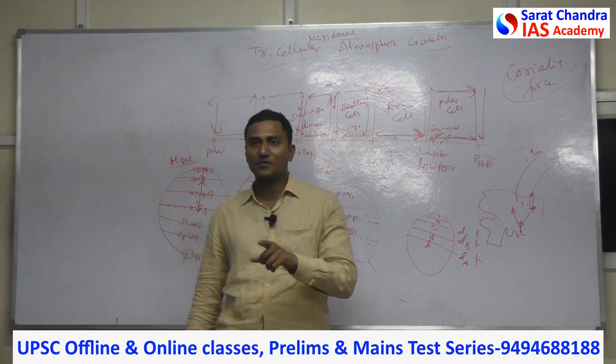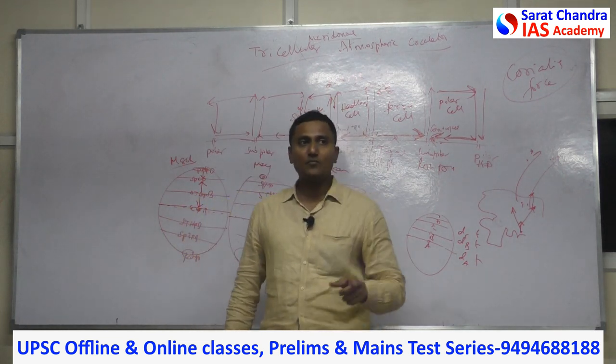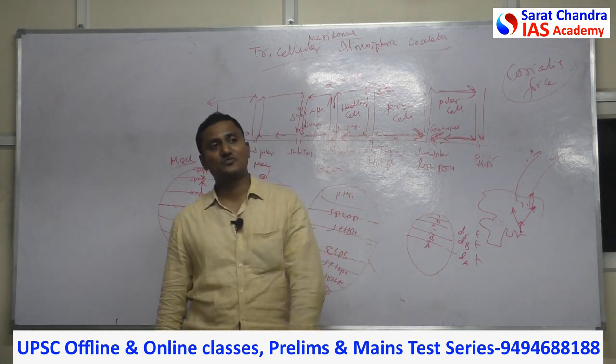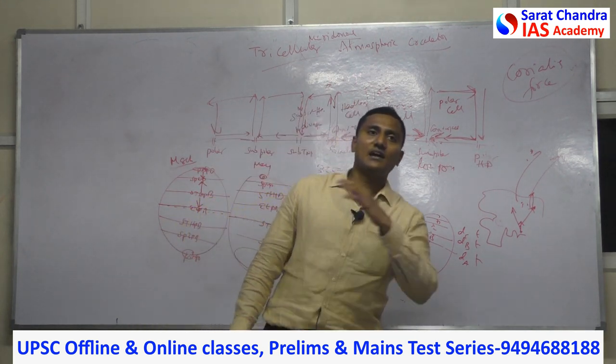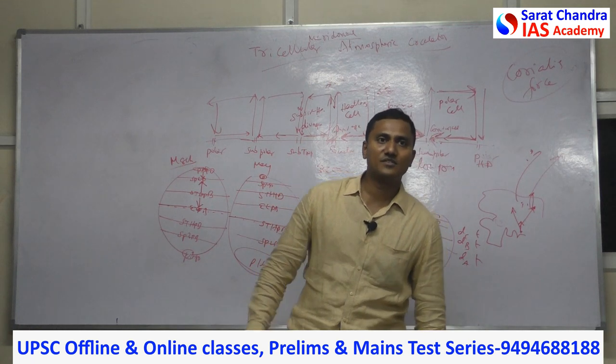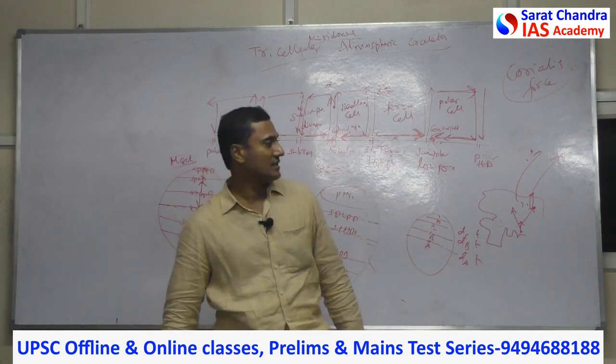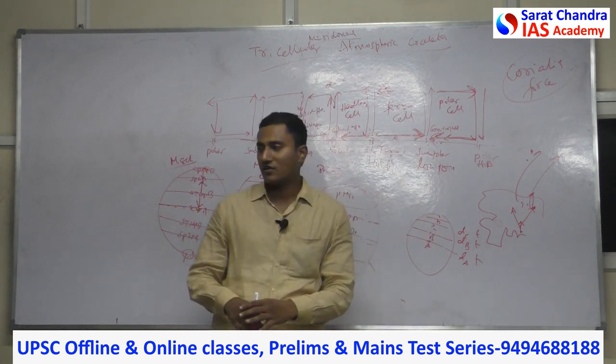Coriolis force is nothing but deviation. Any moving object in the southern hemisphere will deviate towards its left hand side. Northern hemisphere, deviate towards right hand side. For that, to give better clarity, I will draw some diagrams.